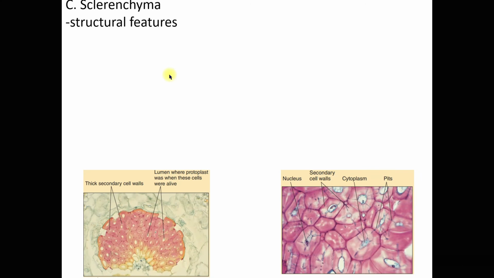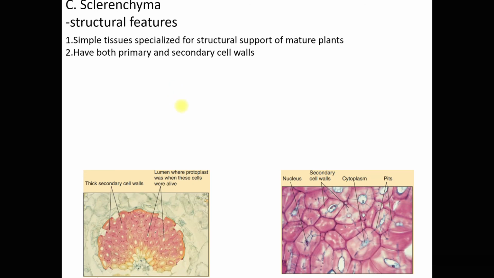Now, sclerenchyma. These are simple tissues specialized for structural support of mature plants. They have both primary and secondary cell walls. There are two types of sclerenchyma. The first one is fiber cells. Can you see the fiber cells here? And the other one is stone cells. This is stone cells, and they are also known as sclereids.